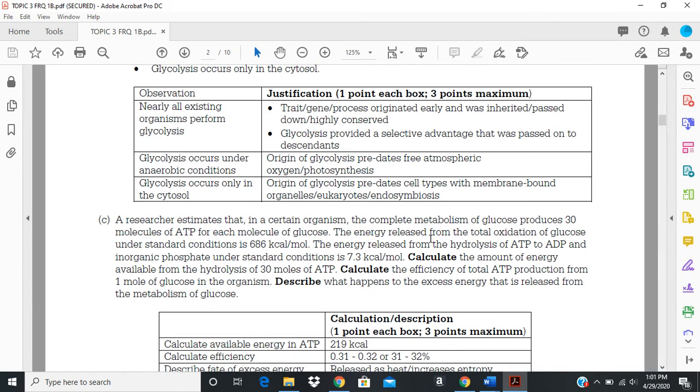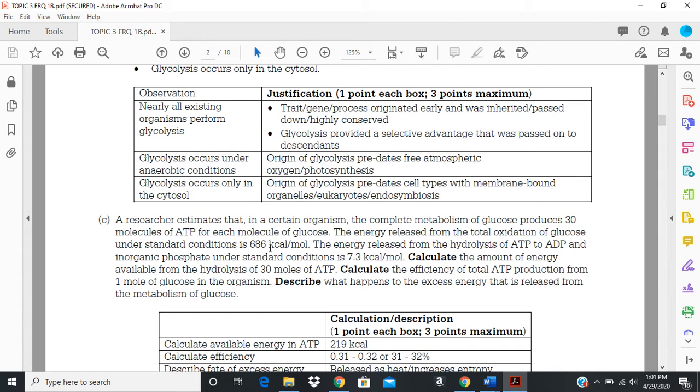Okay, what we're doing is we're taking 219, which we got here, and we're dividing that by 686. So out of the total amount of energy available in glucose, which is 686 kilocalories, 219 kilocalories go to formation of ATP. So that comes out to about 31 to 32% of the total energy available in glucose.